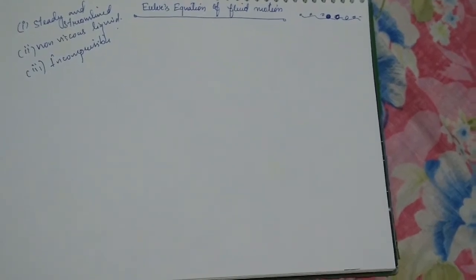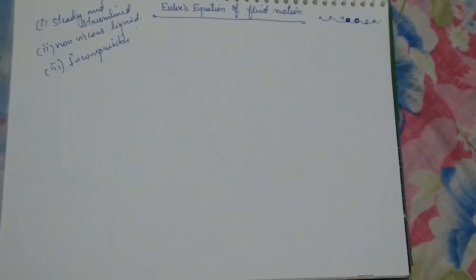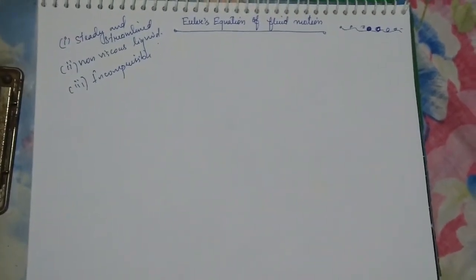And another one is that it is an incompressible flow. Third condition, the liquid is incompressible, means its bulk modulus will be infinity, and the density of the liquid is going to be constant. So these are the things that we are going to consider. Now let us start with the derivation.